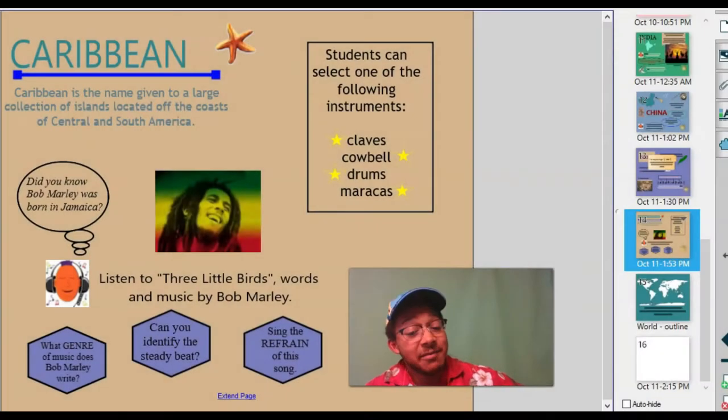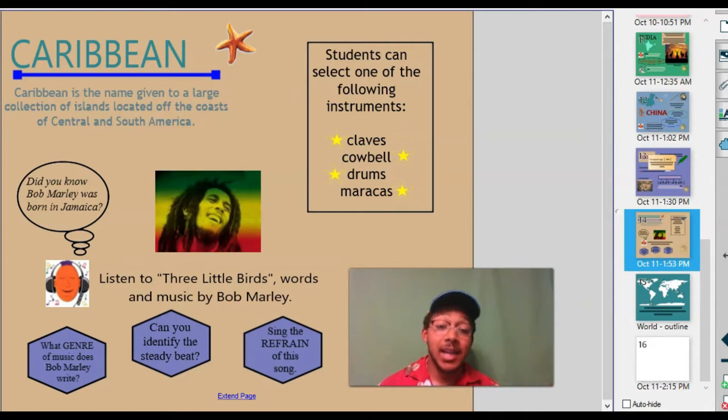Well, I still haven't figured out if it's Caribbean or Caribbean, but that fact is not important right now. What is important is that the Caribbean is the name given to a large collection of islands located off the coast of Central and South America. So some fun things I want to remind you about this slide is that, did you know Bob Marley was born in Jamaica? Yep, that's where he was born. Born in Jamaica. Some questions I have for you.